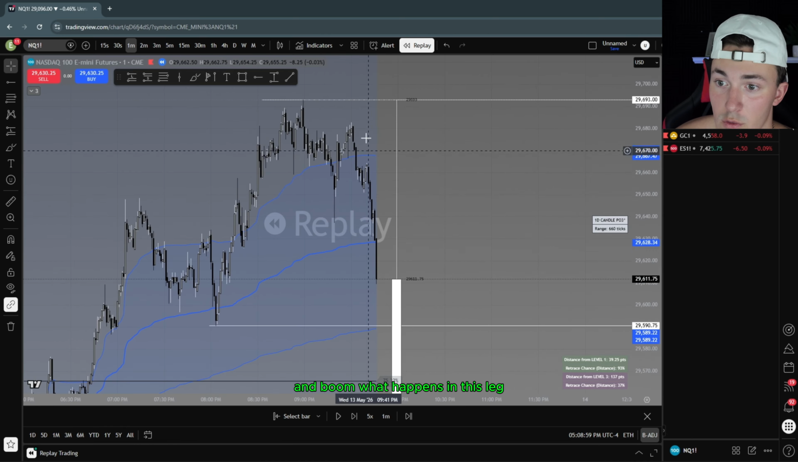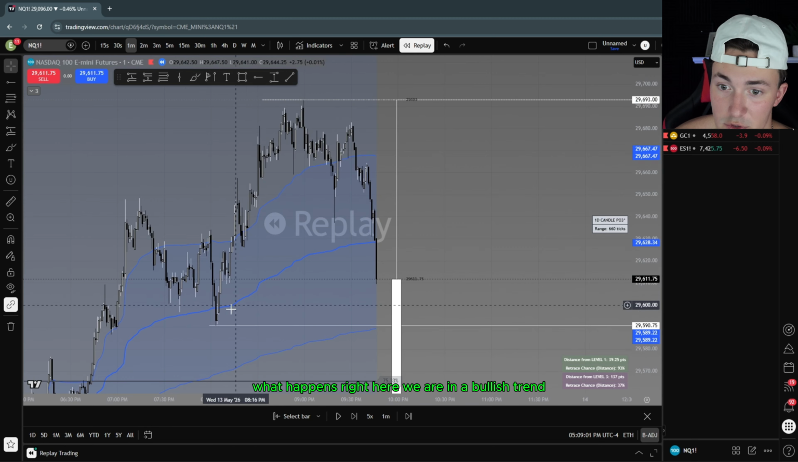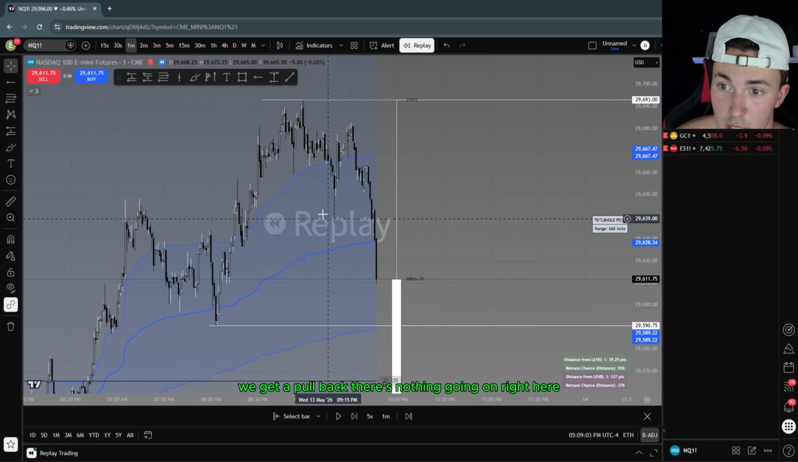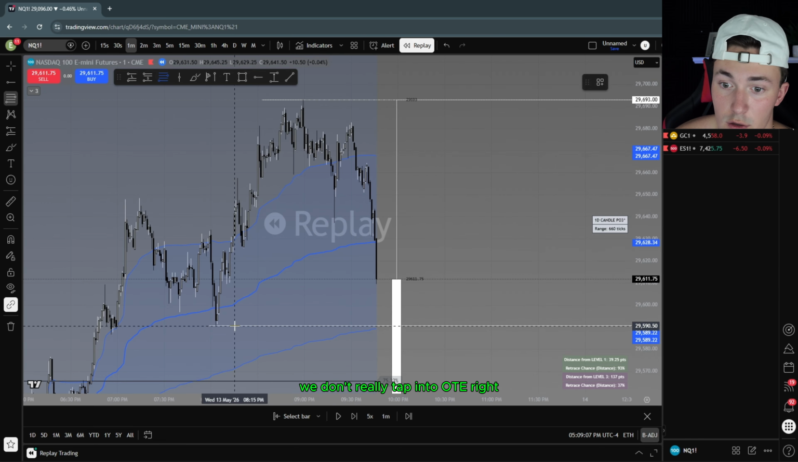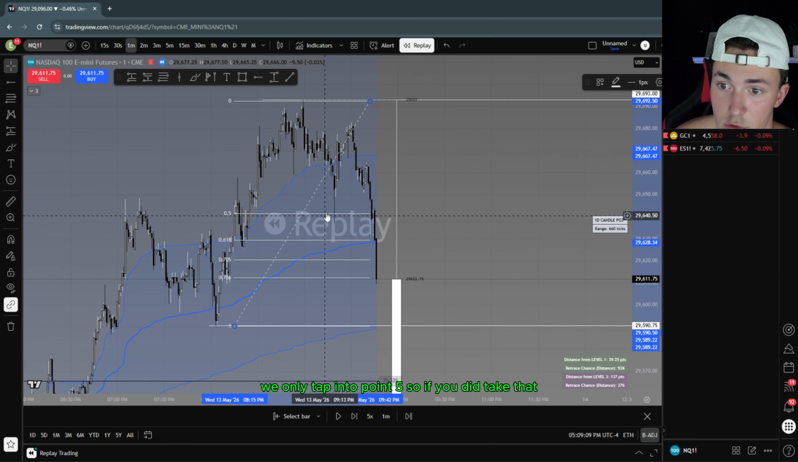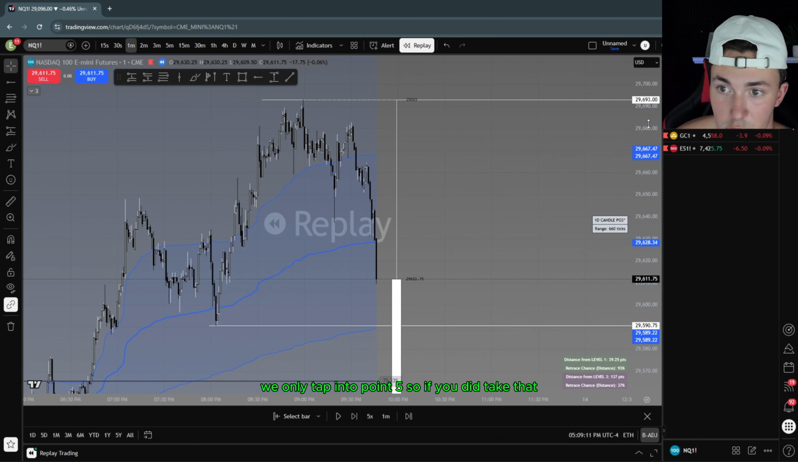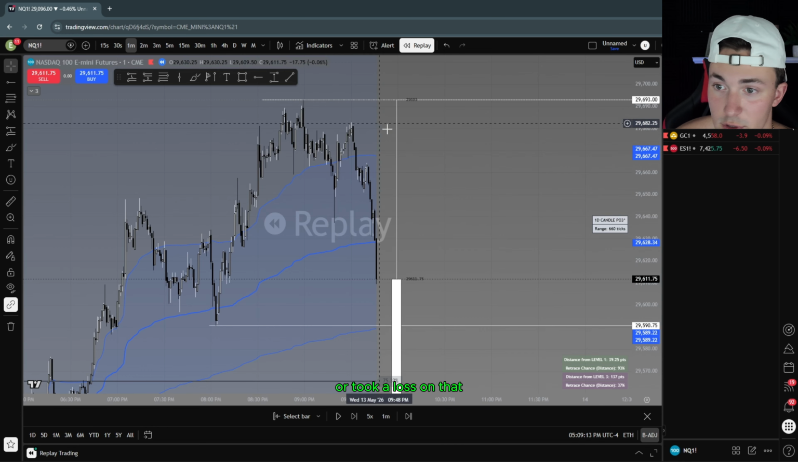And boom, what happens in this leg? What happens right here? We are in a bullish trend. We get a pullback. There's nothing going on right here. We don't really tap into OTE. Right, we have this manipulation leg. We only tap into 0.5. So if you did take that, you probably would have got break even or took a loss on that.